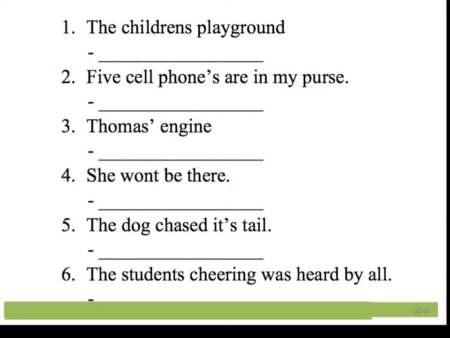Okay, let's do a little practice. The children's playground. The playground belongs to the children. Children is a plural word, but it does not end with S. So this is a situation where we would put the apostrophe and then add the S. 5 cell phones are in my purse. Well, there is no ownership in this situation here, so we get rid of that apostrophe there because phones is simply plural. It does not need to show possession.